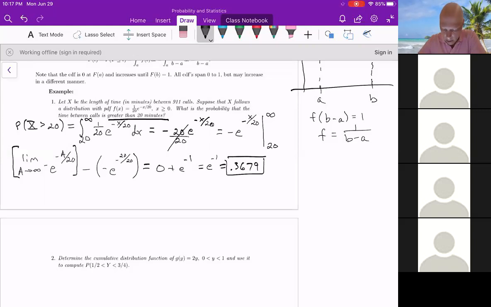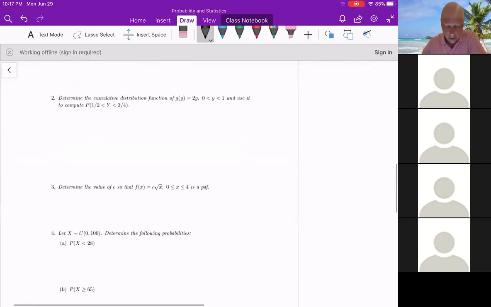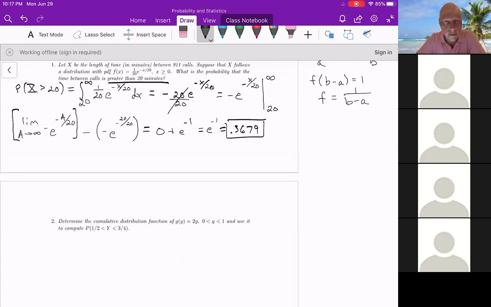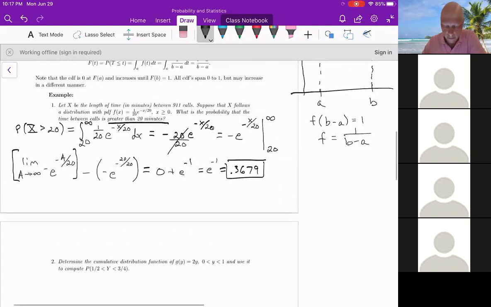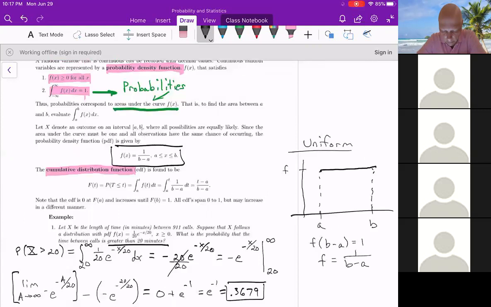Let's look at the next problem, problem 2. I have a question. Mm-hmm. Can you go back up to the equation? What's your question, Sydney? And so there's two different, there's one where it's like f of x is 1 over b minus a, and then the other one is like.